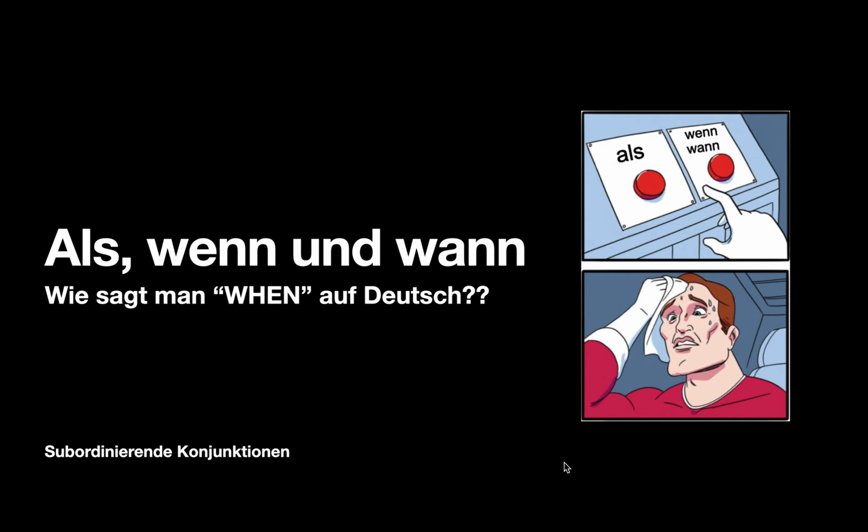Als, wenn, and wann. Because all of these essentially translate to English as "when," it can be a little confusing to decide which one you need. Also, all three of these are subordinierende Konjunktionen, or subordinating conjunctions, which you learned last year. You may also remember them being called verb kickers, and we're going to remind ourselves how those work.